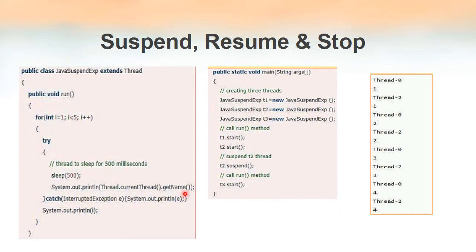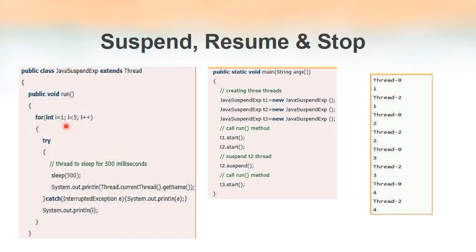Because we have used the for loop here, we are printing the thread name as well as the value of variable I. That is why we are getting output like this. But as you can see, there is no thread 1 in this output. Why? Thread 1 is our T2, but T2 is suspended now. Since T2 is suspended, we have only two running threads. They are T1 and T3. T1 is thread 0 and T3 is thread 2.